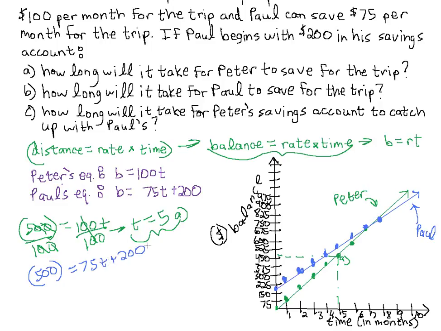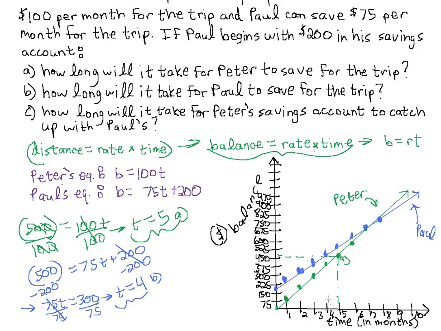We want to solve for t, so let's go ahead and do so by subtracting 200 from both sides. Those two terms cancel, which gives us 75t equals 300. We can go ahead and divide both sides by 75, isolating our variable t, which will equal 300 divided by 75, which is 4. So it's going to take Paul 4 months to save for his trip.